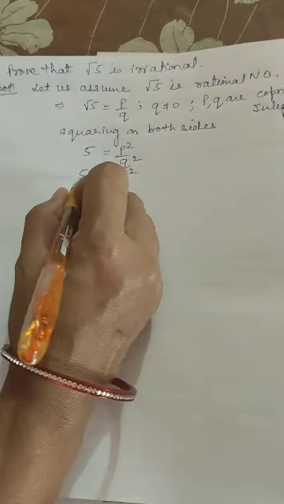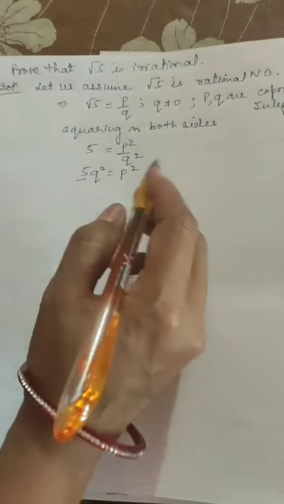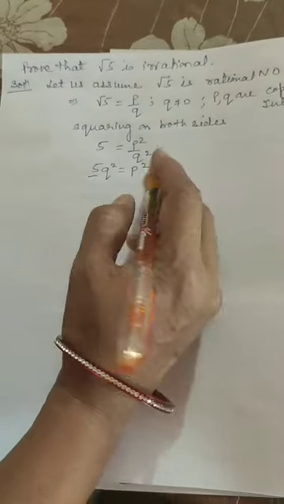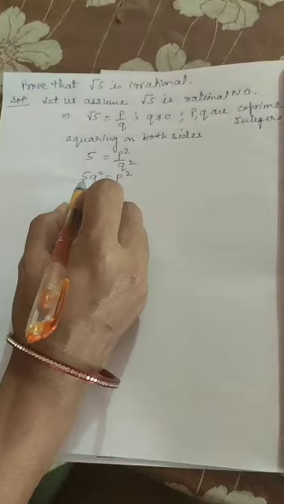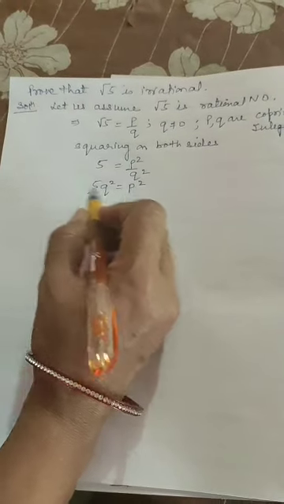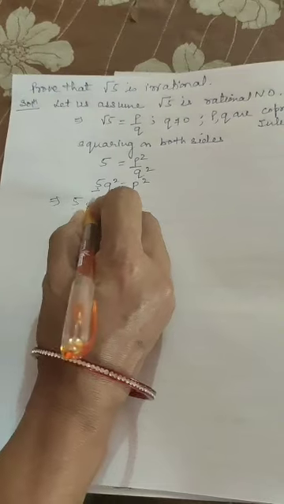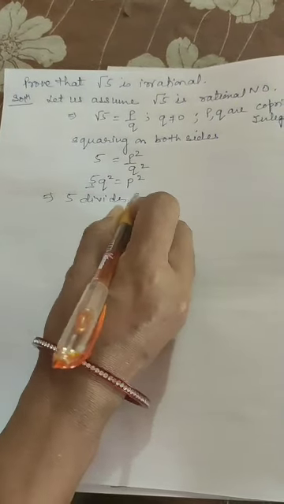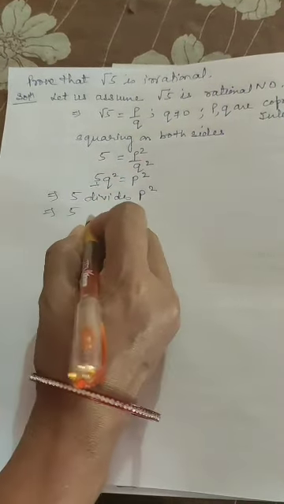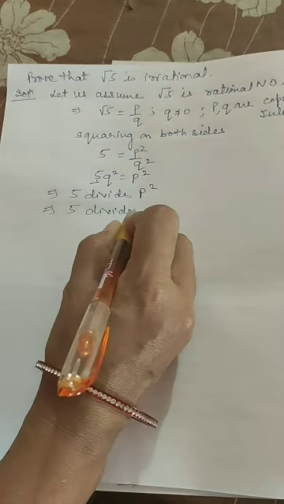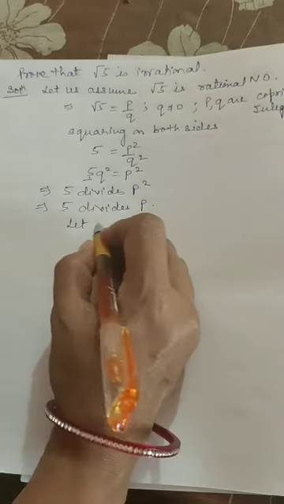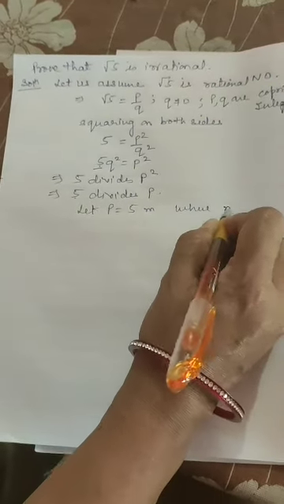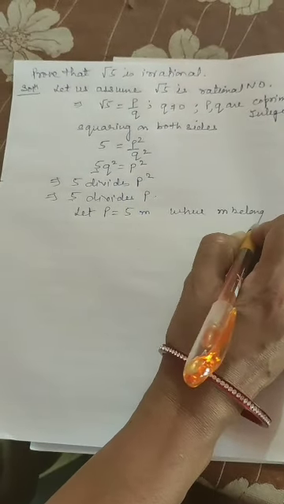You can see 5 is a prime number. Just now we have read the theorem: if p is a prime number and if it divides a square, then it will divide a. Same way, 5 is a prime number and you can see 5 divides p square. So this implies 5 divides p. So it means 5 is a factor of p. So p equals 5m, where m belongs to integers.